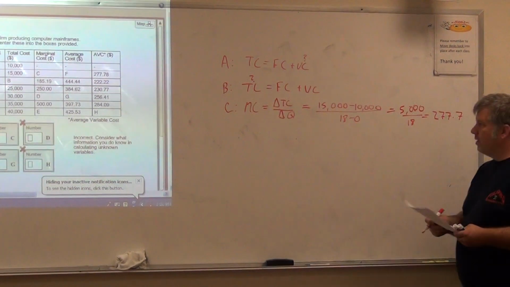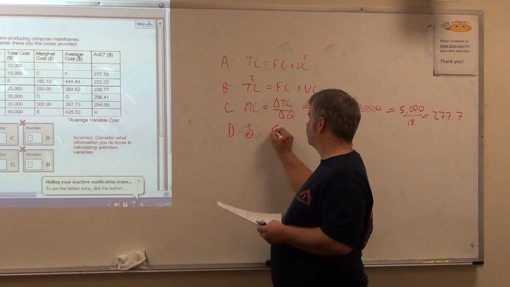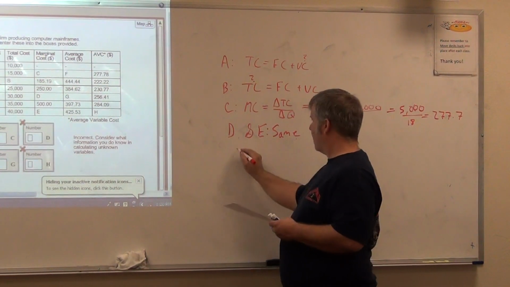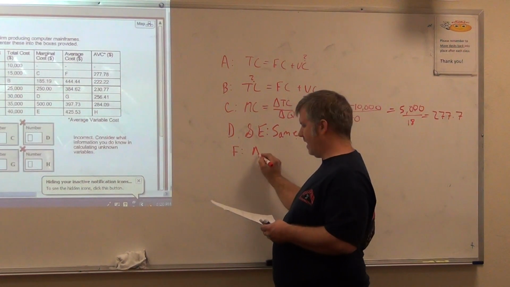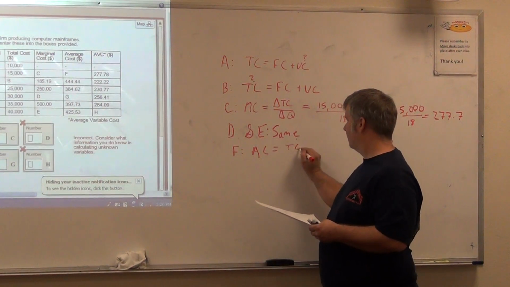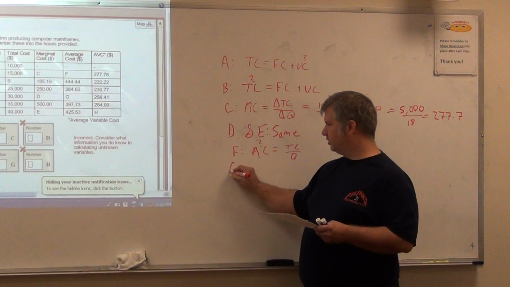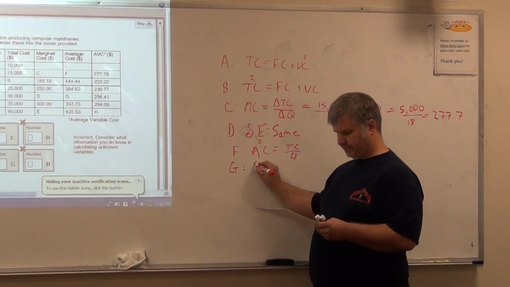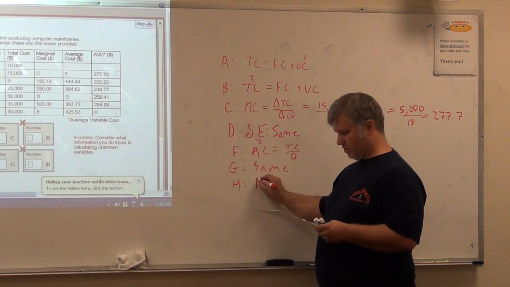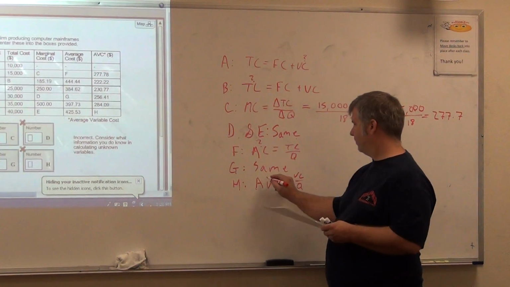D and E are the same. For F, we need to know that average cost equals total cost divided by quantity, and we're calculating for the average cost. For G, it's the same as F. And for H, we need to know that the average variable cost equals the variable cost divided by the quantity.